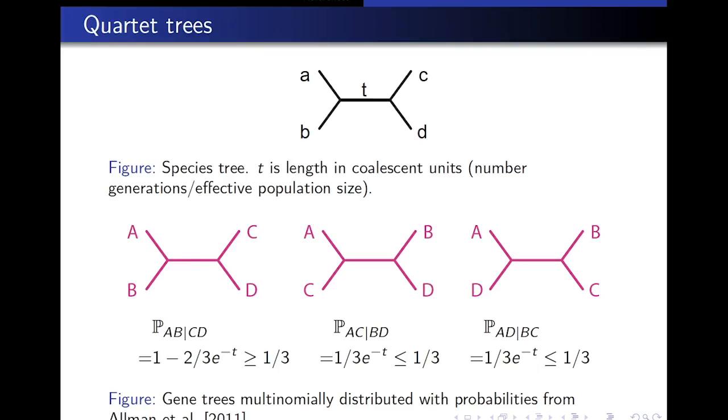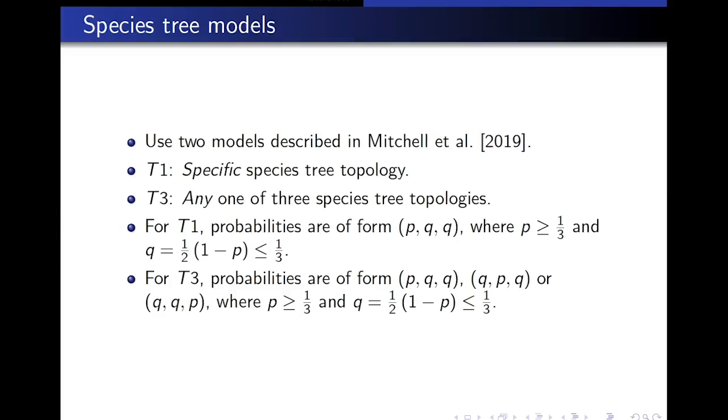The relative frequencies of the gene tree topologies can be used to estimate the internal edge T of the species tree. The longer the internal edge, the less gene tree discordance there is. We can then find these probabilities for all sets of quartets. We can compare models with and without assumed species trees.